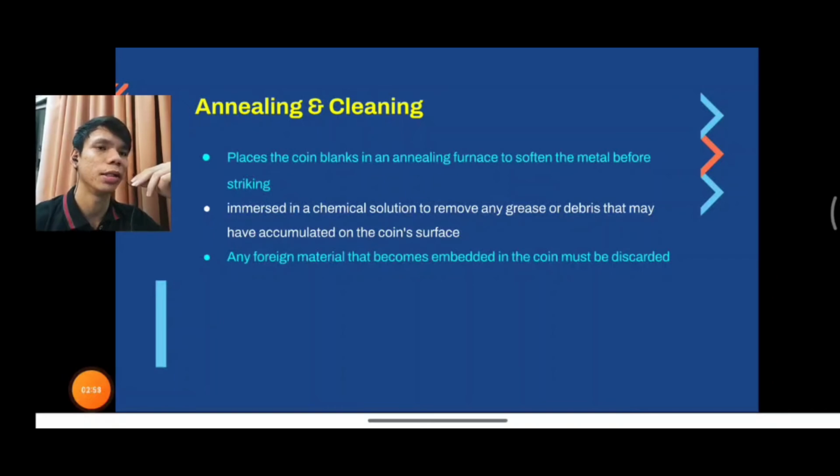This is the next process, annealing and cleaning. The machine places the coin blanks in an annealing furnace to soften the metal before striking. The blanks are next immersed in a chemical solution to remove any grease or debris that may have accumulated on the coin surface. During the striking process, any foreign material that becomes embedded in the coin must be discarded.